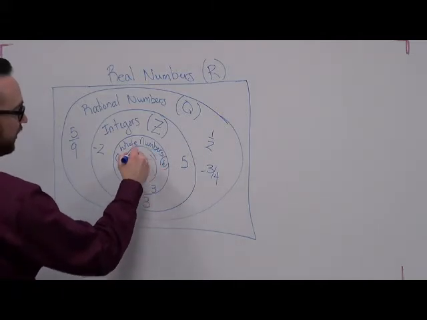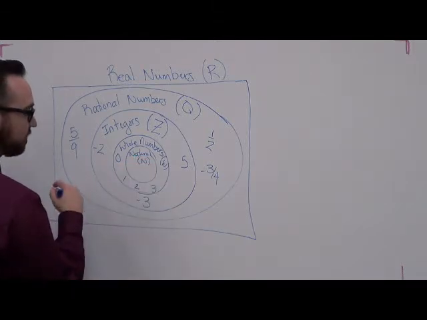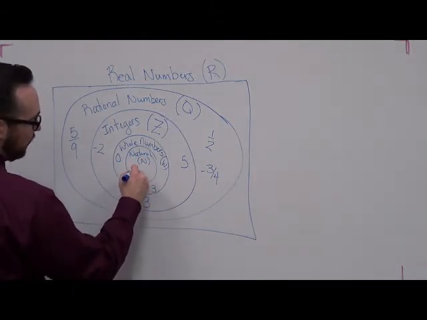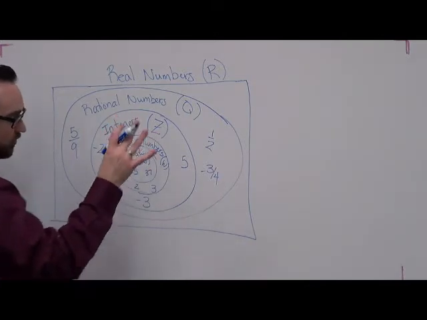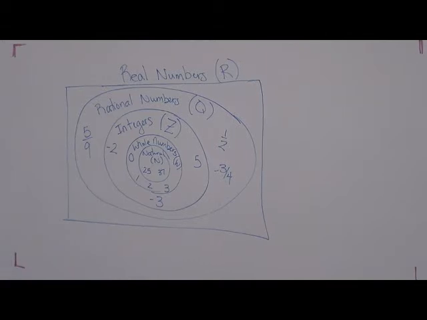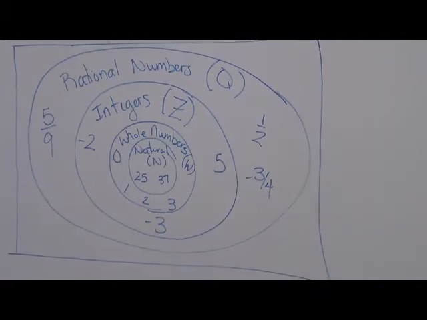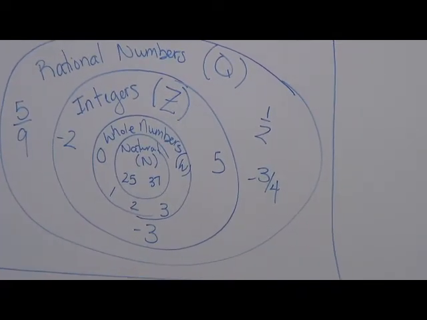Then the smallest grouping here in the middle is what we call natural numbers, and that's labeled with N. And that would just be all your positives. So we have 25, 37, and so on and so forth. No 0 and no negatives. So it just keeps getting smaller and smaller. Pretty much we're just isolating more and more terms as we go in there. Let me zoom in a little bit so you can see clearer what I wrote on the inside. So rational numbers are the big group, then integers are a little bit smaller, then whole numbers are a little bit smaller, and natural are the smallest.